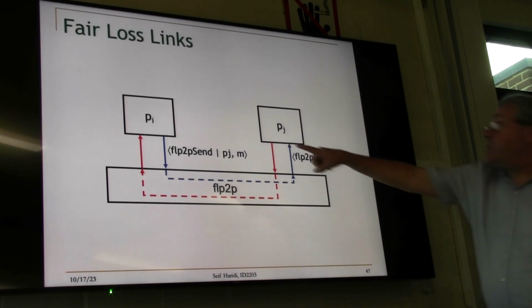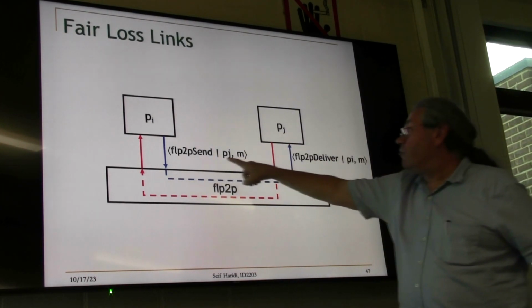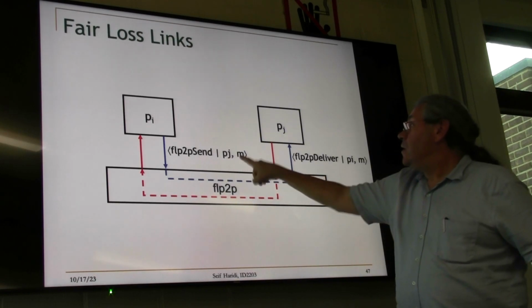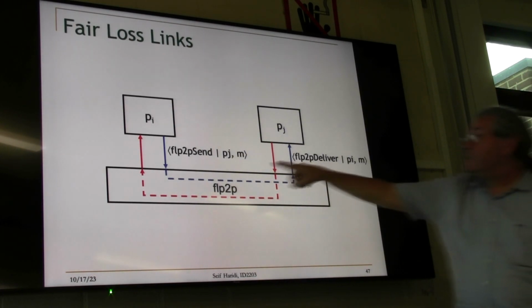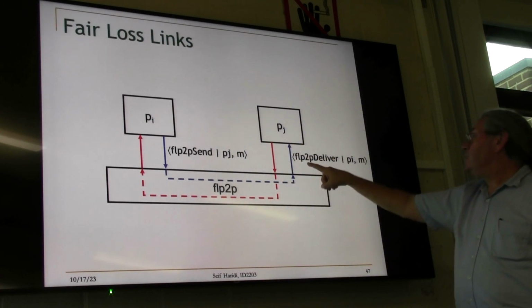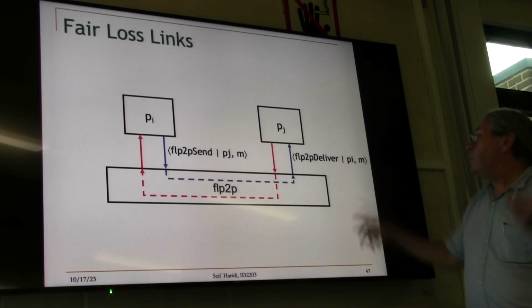I have a node PI, a node PJ. I have a message. So this is the kind of notation. This is like a record. I send message M to node PJ. And here on the other side, the blue side, I deliver. So basically, deliver means the message arrives and it's sent to the application.